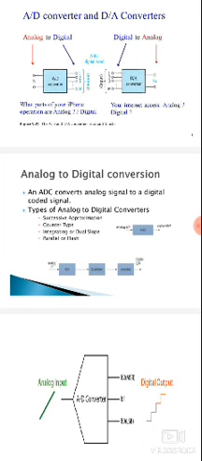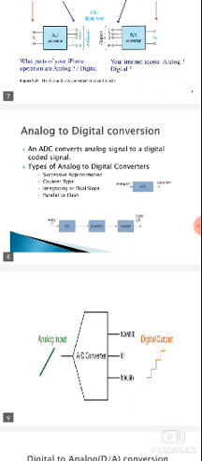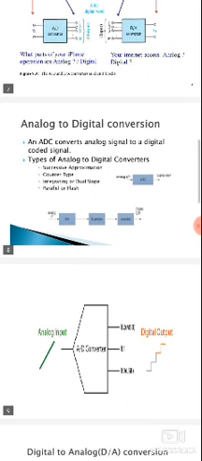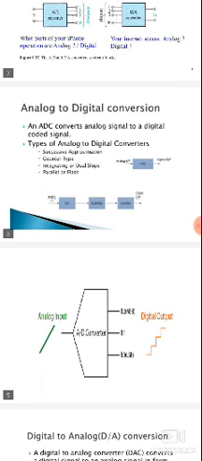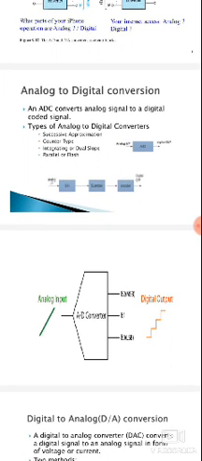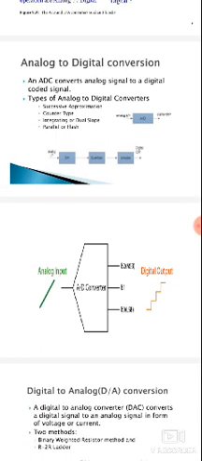So analog to digital converters perform the conversion of analog signals into digital. There are four main types of analog to digital converters: successive approximation type, counter type, flash type, also known as parallel type ADC, and the last one is the integrating or dual slope ADC.